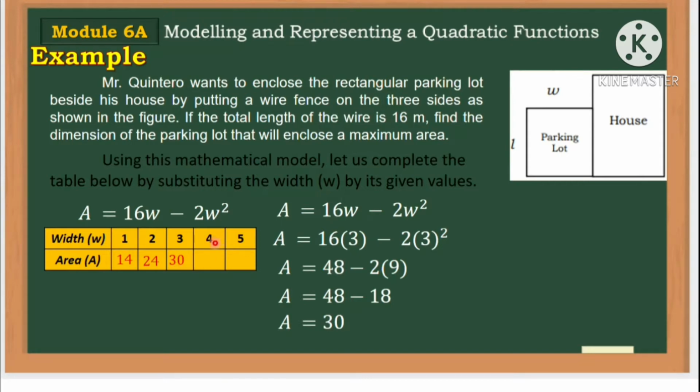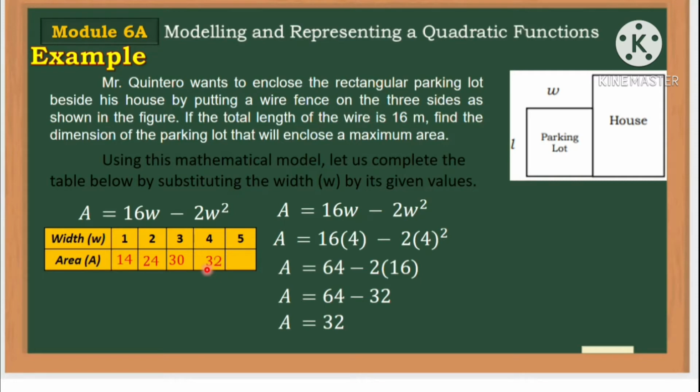Next, pag ang width naman ay 4, substitute natin ulit, W yung 4. So, 4 times 4, 16. 16 times 4, this is 64. So, simplify. Negative 2 times 16, that is negative 32. So, subtract 64 minus 32. The answer is 32. So, if the width is 4, the area is 32.